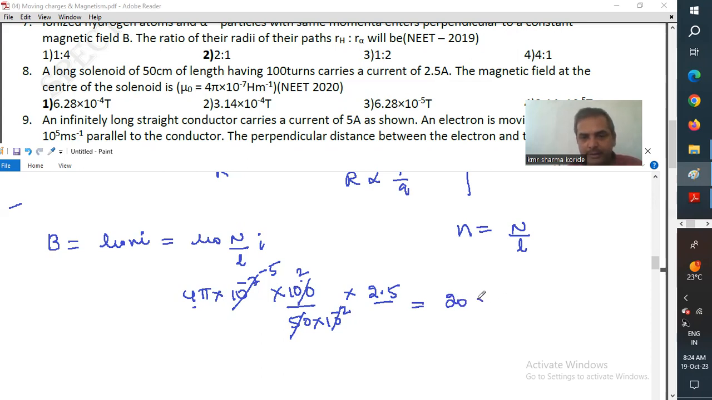So 20 pi means, get back the pi value 3.14, along with 10 to the power of minus 5. So magnetic field is measured in Tesla. This is 6.28 into 10 to the power of minus 5 Tesla. So the final answer is 6.28 into 10 to the power of minus 4. The first option is correct. Moving to the next question.